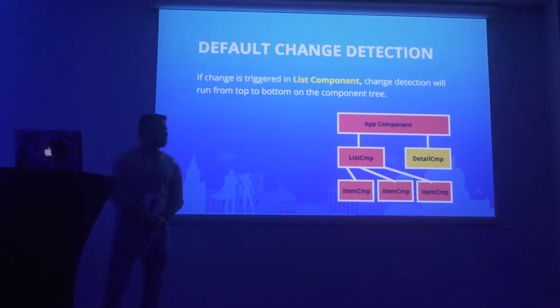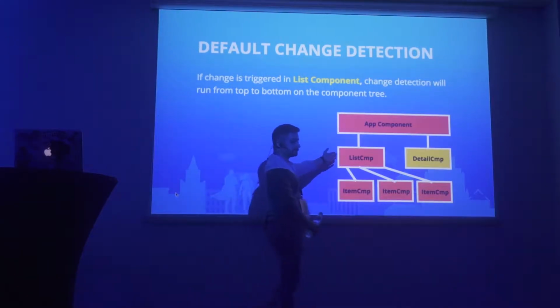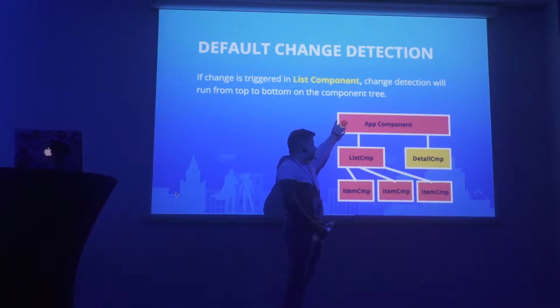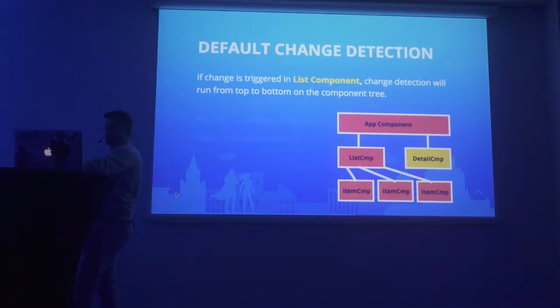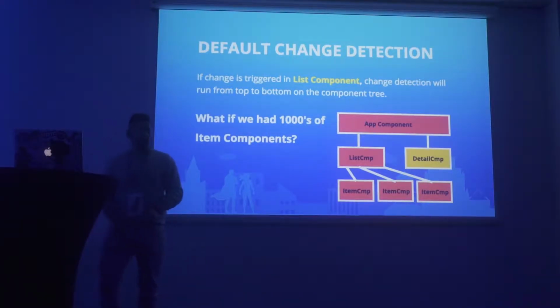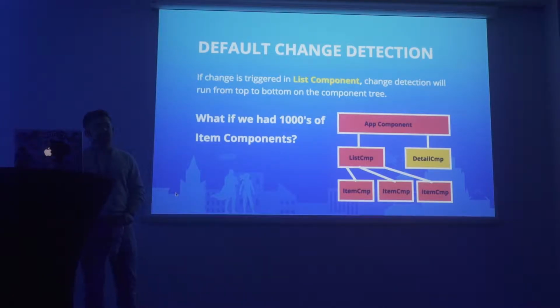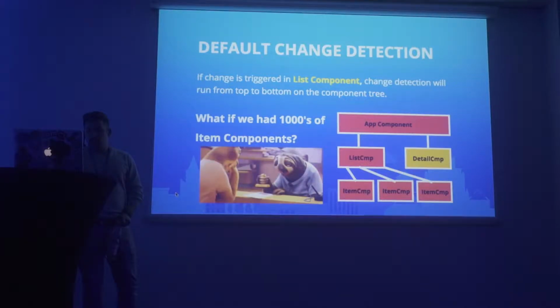Imagine that we have a list component here, and we make a change. Change detection will go from top of the tree down to bottom of it. And imagine if we had not 3 item components, but 1,000 of them. And Angular will run change detection 1,000 times. Suddenly your application is a snail. Or a sloth. Either one.